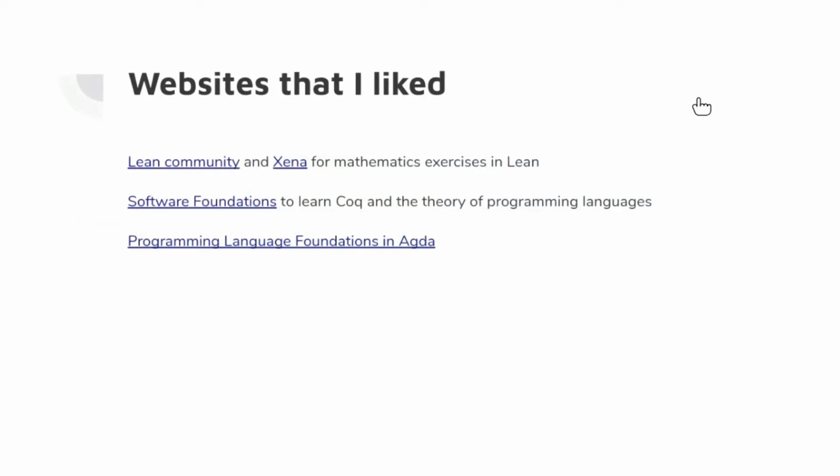Here are some websites that I like to study. From the Lean community, I found Xena, which has a lot of mathematics exercises to do. I have done some real analysis in Xena. There is the natural numbers game too. Software Foundations is a good book to learn some concepts about programming languages. And this book, Programming Language Foundations in Agda, is also a good book that looks like Software Foundations.